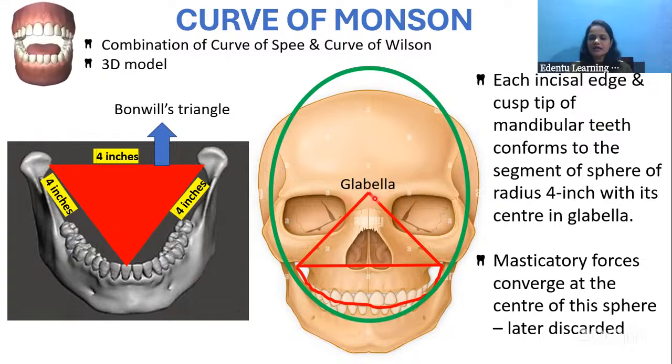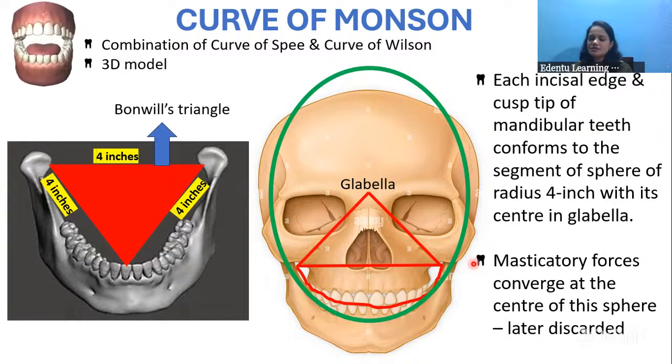And here the radius will be the same. Again the 4-inch radius will be seen here, with the center at the glabella. So this curve of Monson is a part of this bigger circle. That's what he is trying to explain here.